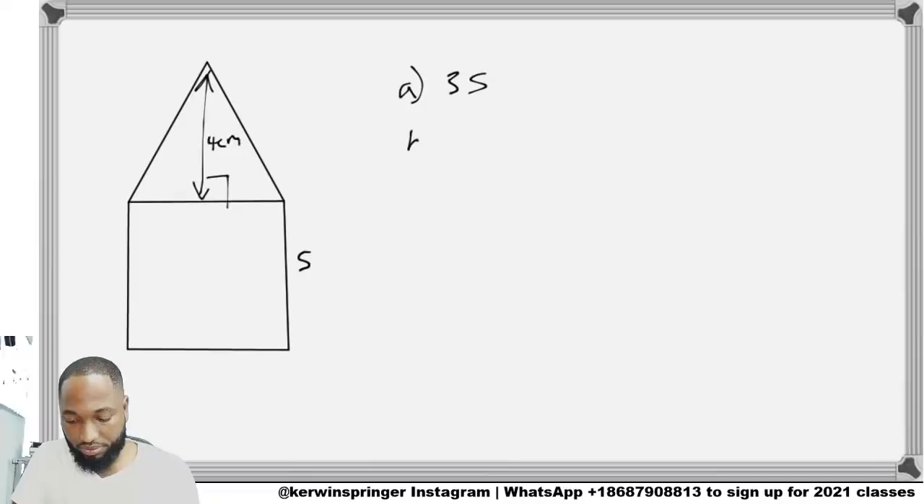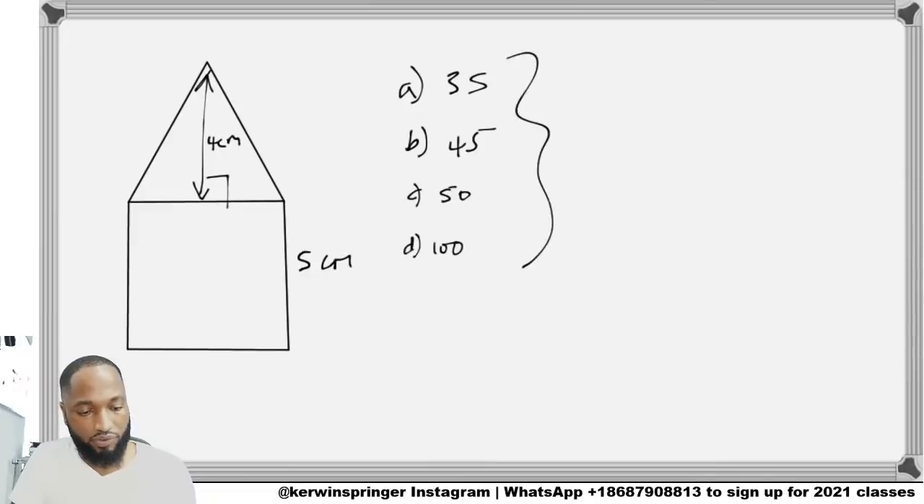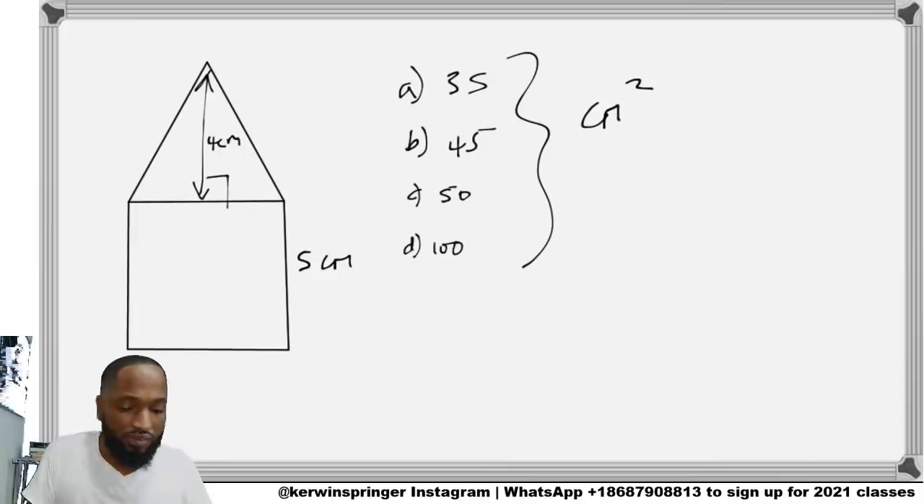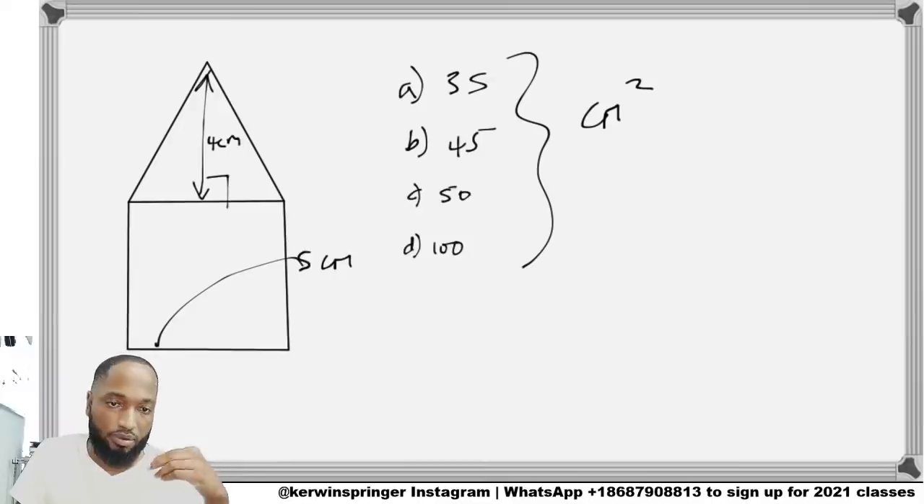It's a square, right? Everything in cm squared. So everything here in cm squared, right? Alright, so 5 by 5 is 25. 4 by 5 is 20, divided by 2 gives 10. 10 and 25, 35 is the answer. Next question.